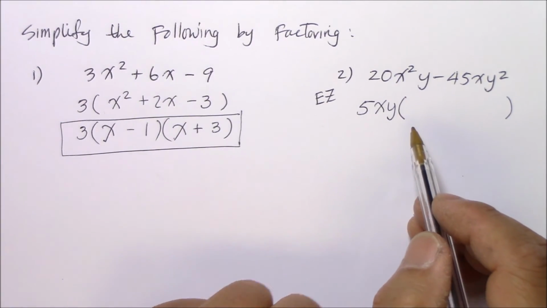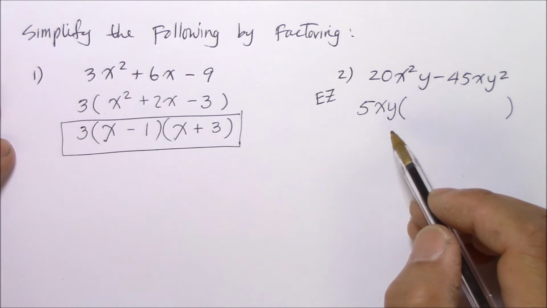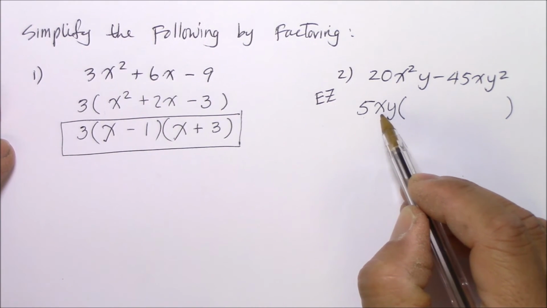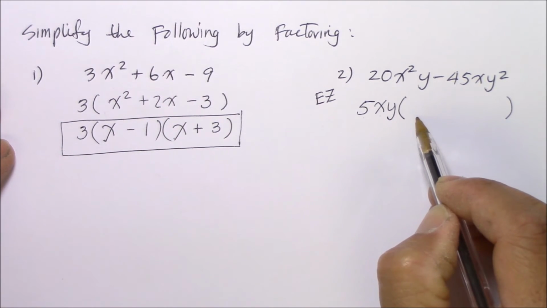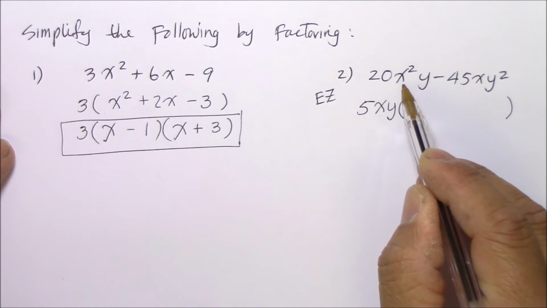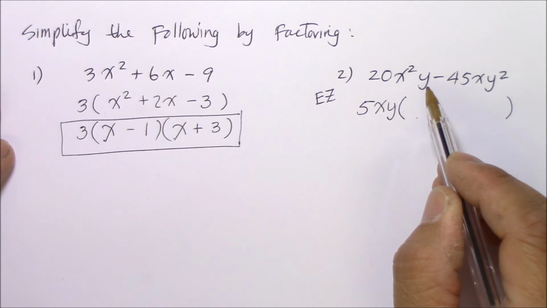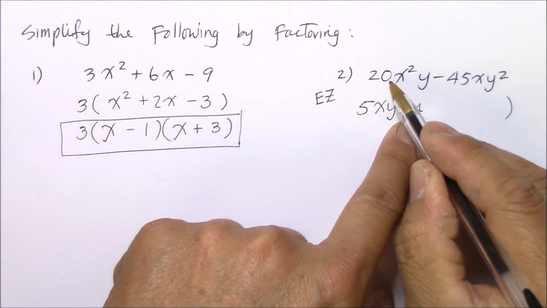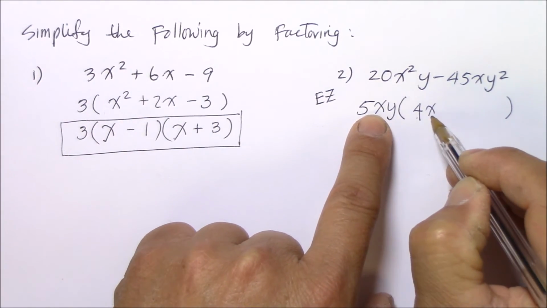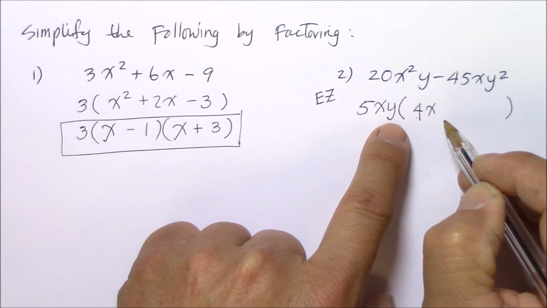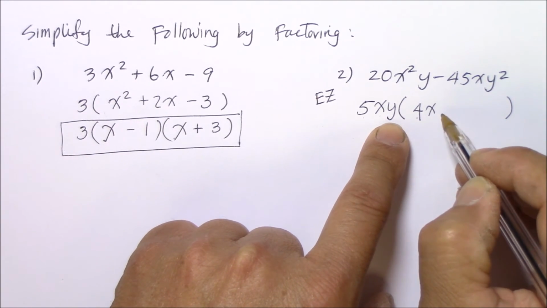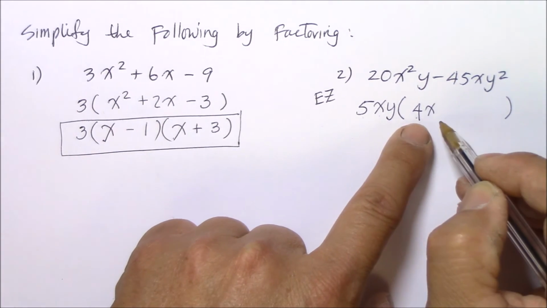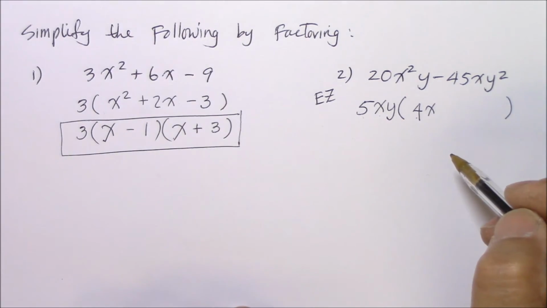So we're going to go backwards of a distributive property, which means 5xy times what would give you 20x squared y. So if you said, hey, 5 times 4 is 20, x times x will give you x squared, and there you don't want to multiply anything else but an invisible 1 to a y, which will give you a y. That's it. And that will be correct.